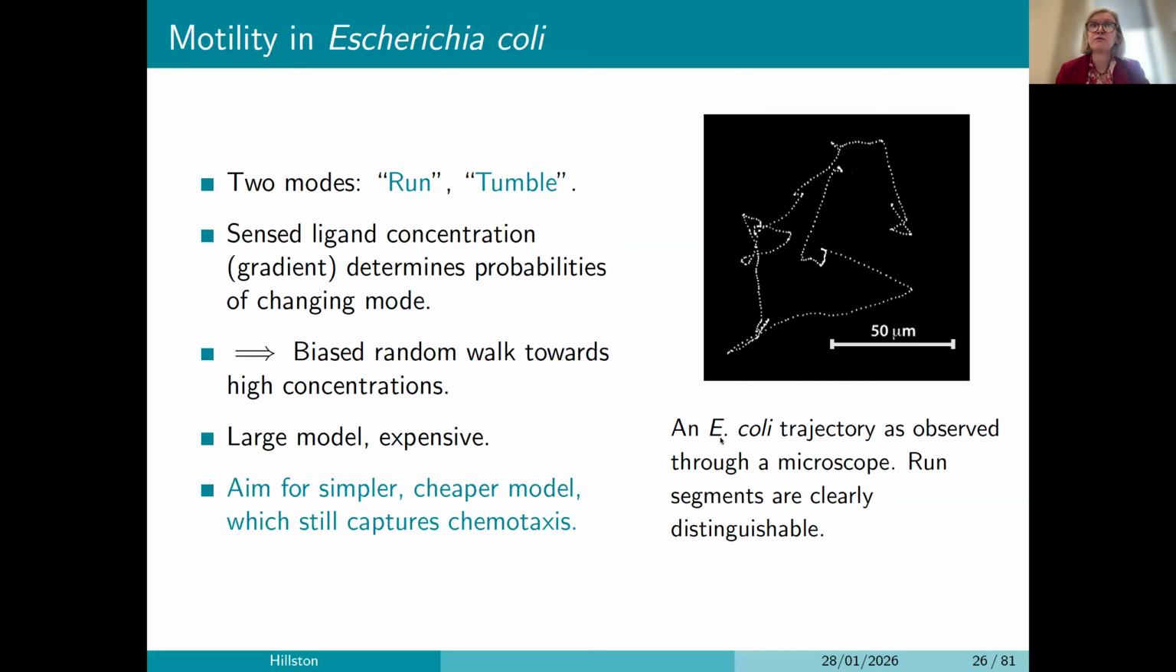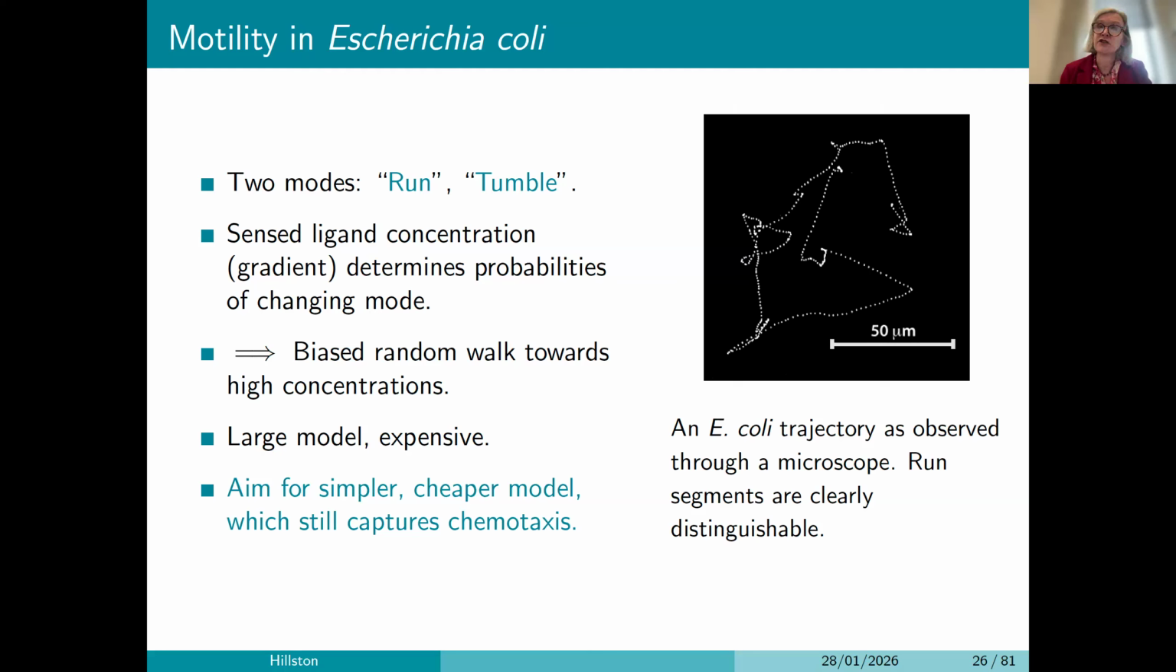When it runs, it moves, and you can see the patches on this trajectory where it's running, and then when it tumbles, it's searching for a new direction. So it stays more or less on the spot and reorientates itself to what it considers to be the most advantageous direction to move in next.